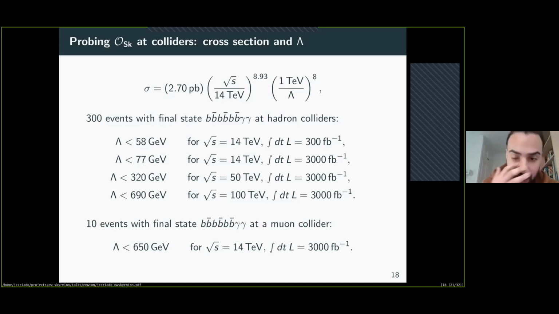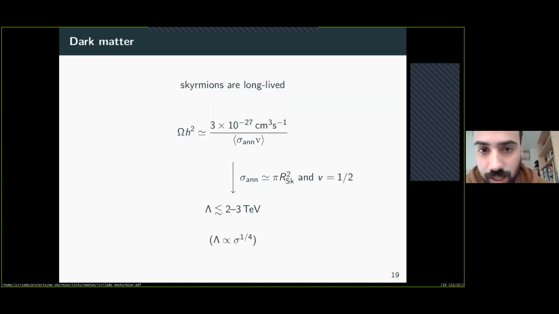And similarly, a lepton collider would also give us the same range of values of lambda to probe. We impose here that 10 events would be observed, since this would be much cleaner. And yeah, this is a lepton collider at only 14 TeV. So in that sense, it would be as good as the FCC. And just the final point, a small one, but I think it's also important.